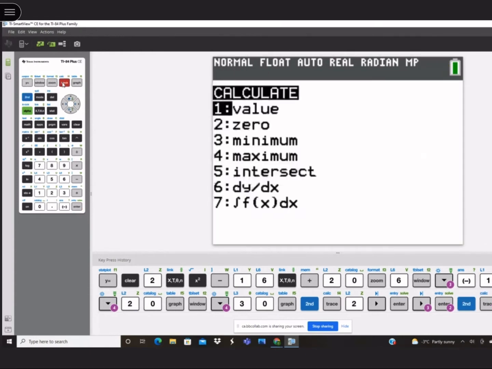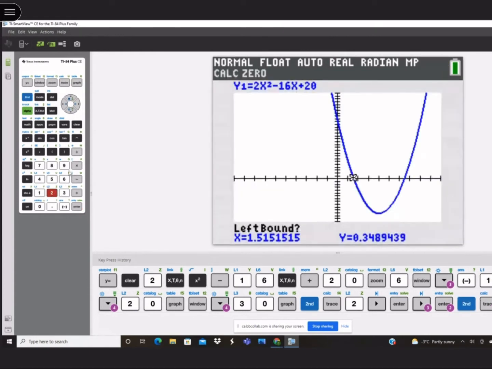Now we want to find the second intercept, so second calculate, option 2, and then we want to go to the left and right sides of that other x-intercept.